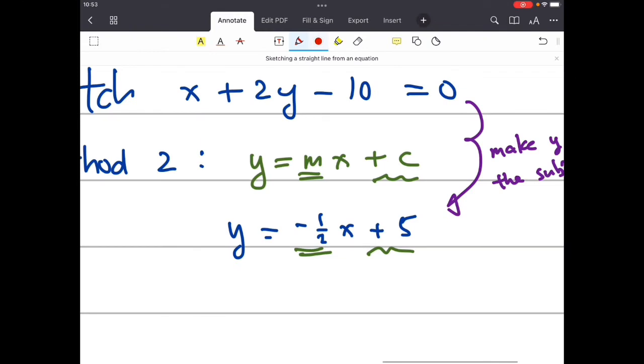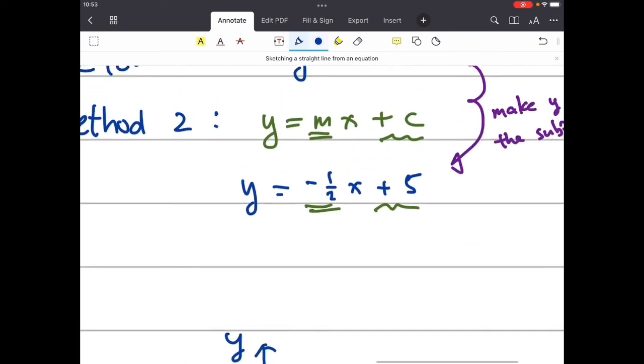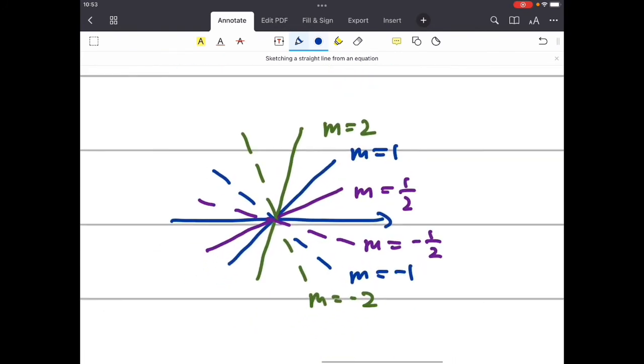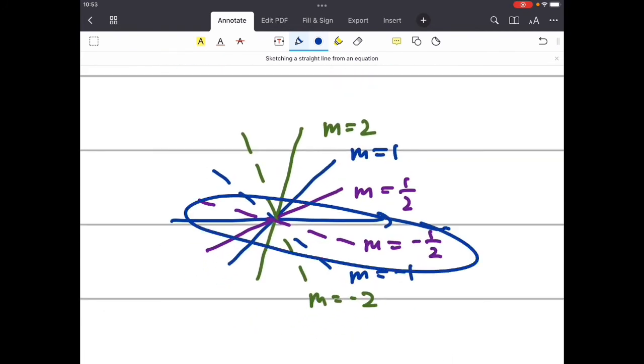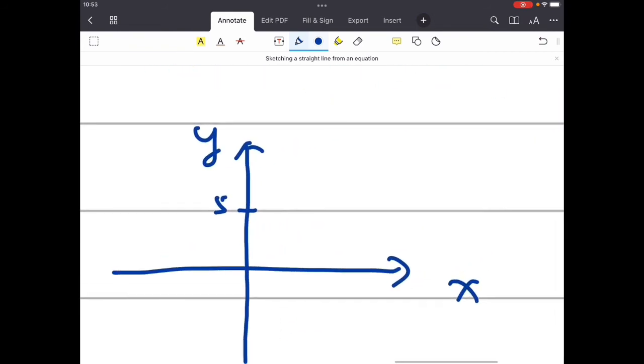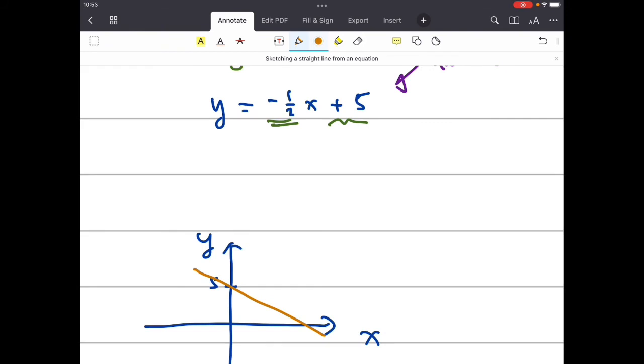So with the slope being negative 1 over 2 and the y-intercept being 5, we may first mark down the y-intercept. And then with the slope being negative 1 over 2, you can roughly refer to this diagram. The slope being negative 1 over 2, more or less like this. So we can sketch with a similar inclination. Then we quickly have sketched the diagram for this straight line.